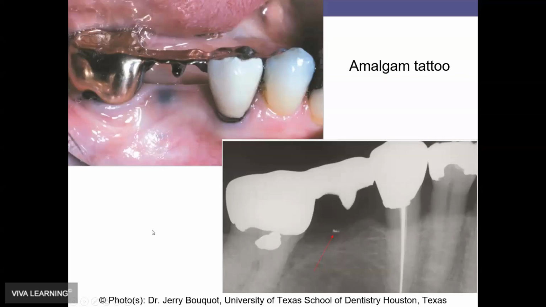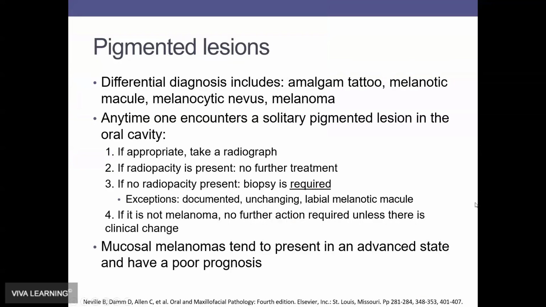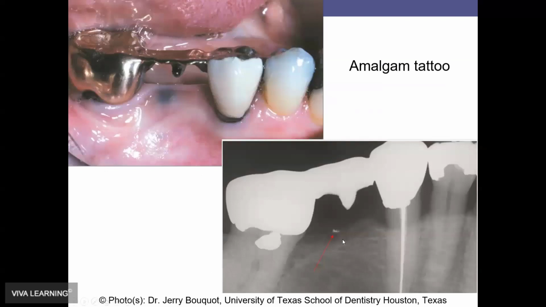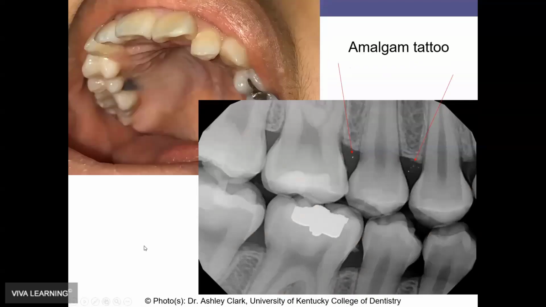And that is the only slide I have on pigmented lesions, because that's all you need to know about pigmented lesions. Look for amalgam. If you can't find it, biopsy it. Or refer for biopsy to perio or surgery or whomever does your biopsies.